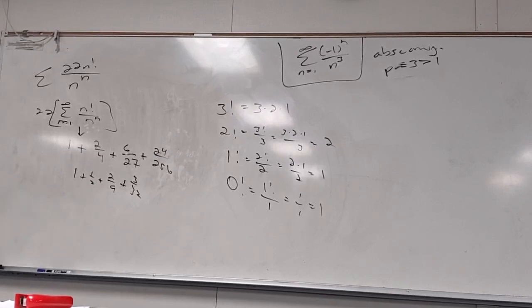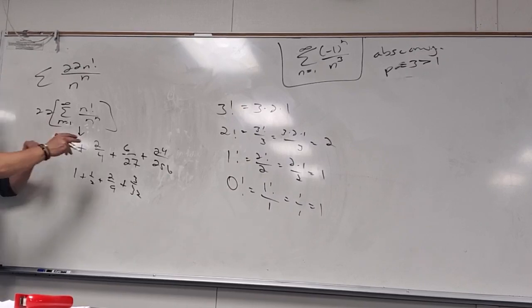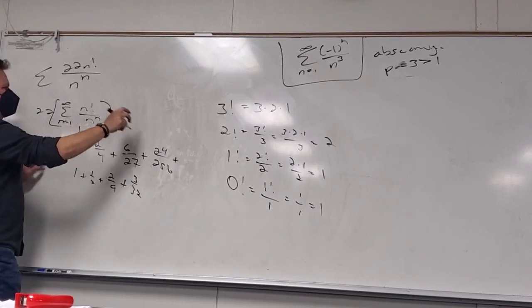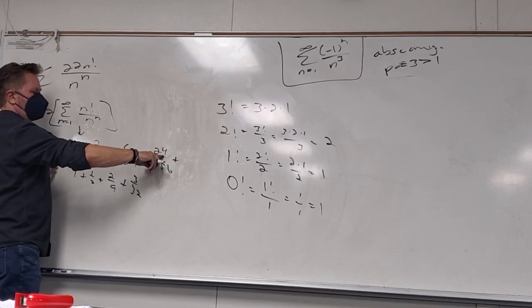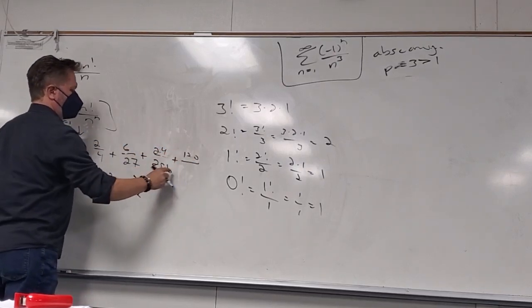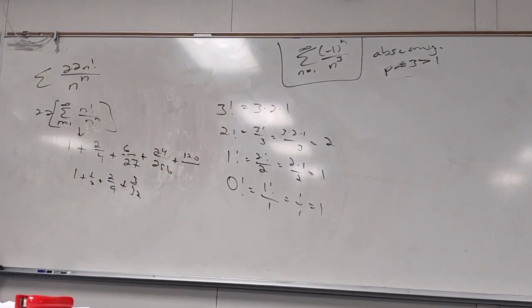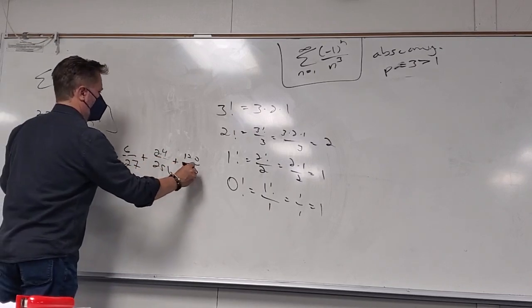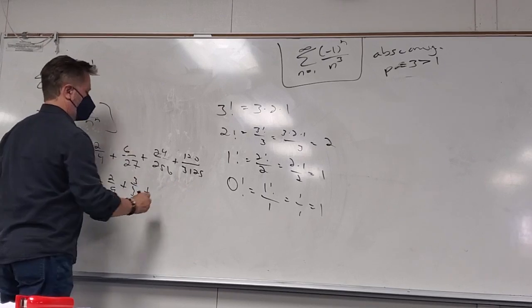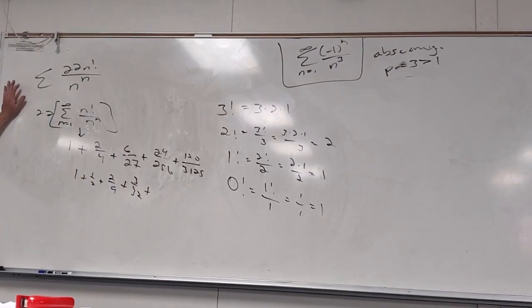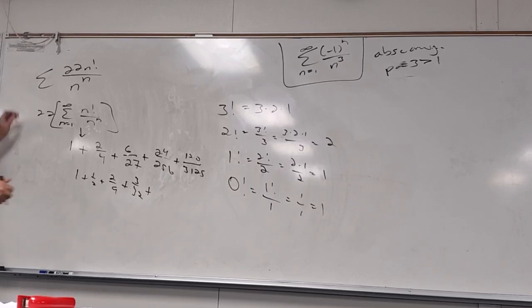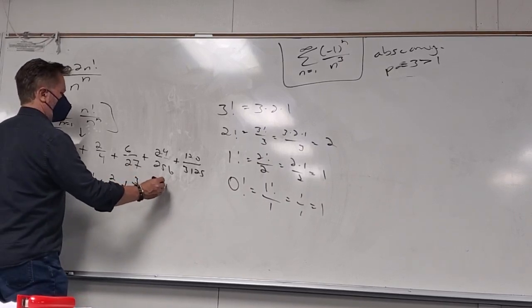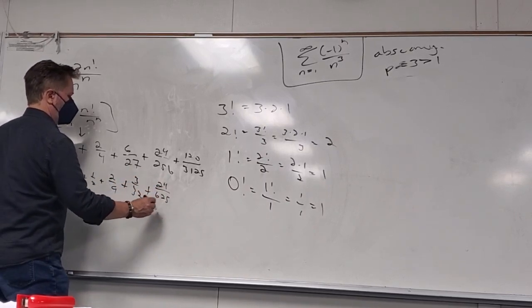So what we're trying to see, let's do one more. 5 factorial would be 5 times this, which is 120, over 5 to the 5th, which is 3,125. We're getting serious now. So that's 120 over 3,125, which reduces to 24 over 625. Doesn't seem like it would go anywhere.